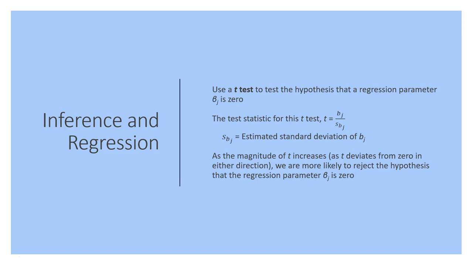Oftentimes when you use statistical software, it will report the p-value for the t-test statistic for you. For a given value of t, your p-value represents the probability of collecting a sample of the same size from the same population that gives you a larger t statistic, given that the value of beta sub j is actually 0. Your hypothesis in this case is that beta sub j is equal to 0, and we're going to reject that when the corresponding p-value is smaller than the predetermined level of significance, which is usually 0.05.